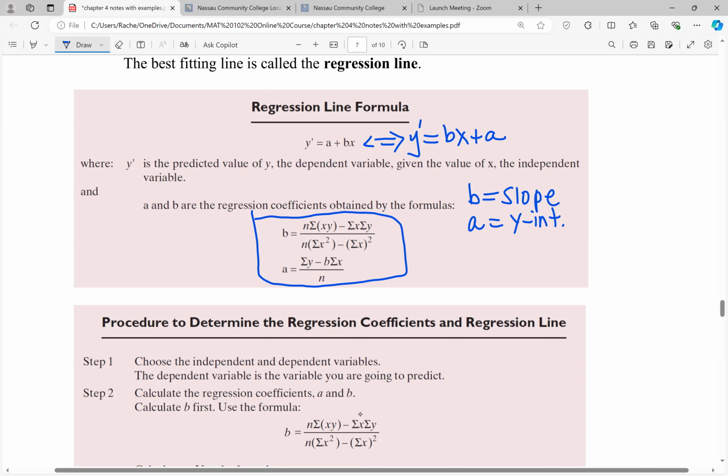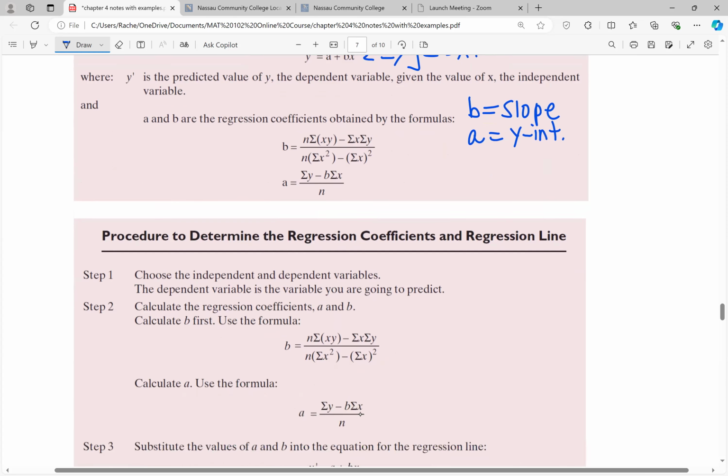So if we look at b, we're taking the sample size and multiplying it by the sum of each x times y. So we take each x and y in each ordered pair, multiply them, and sum them up. Multiply by n. Then we subtract the product of the sum of all the x's and the sum of all the y's. And then we divide by the sample size times the sum of all the x squares minus the square of the sum of all the x's. And to get a, we would sum up all the y values and subtract b, the value that we got above, times the sum of all the x values, and we would divide by the sample size.